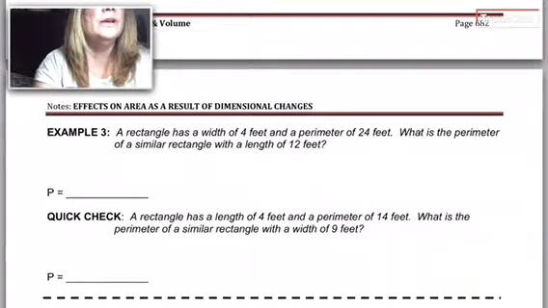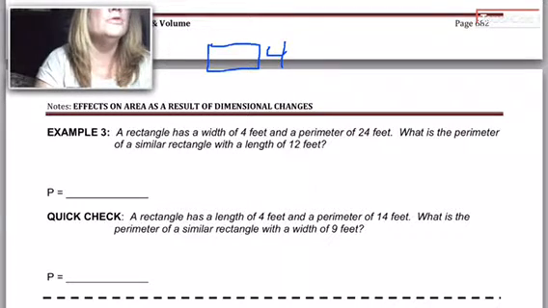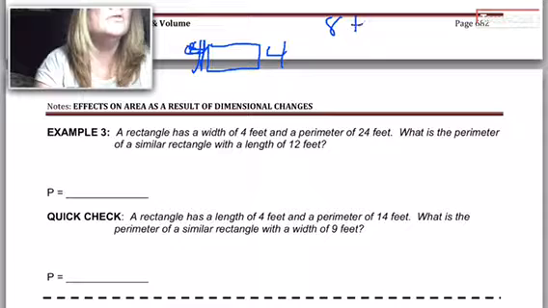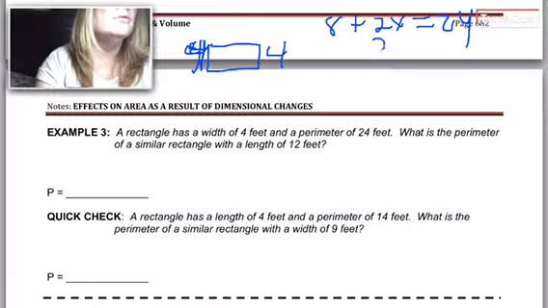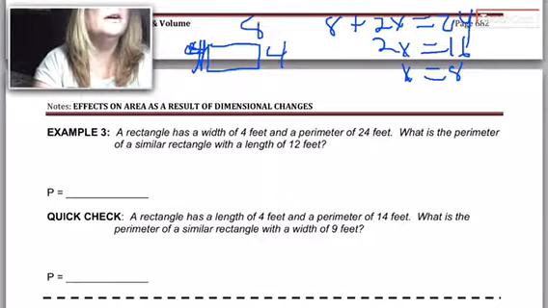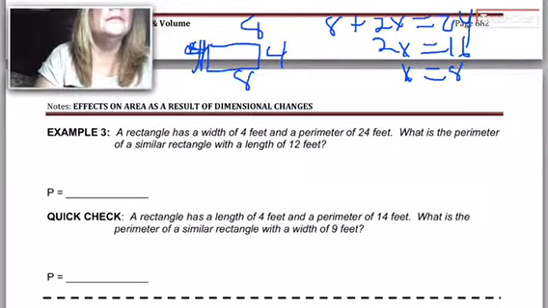A rectangle has a width of 4 feet. So here's my rectangle. It has a width of 4 feet and a perimeter of 24. So if these are both 4, then 8 plus 2x is equal to 24. If we subtract 8, we get 16, so x is 8. So here is my original rectangle that has dimensions of 8, 8, 4, and 4.